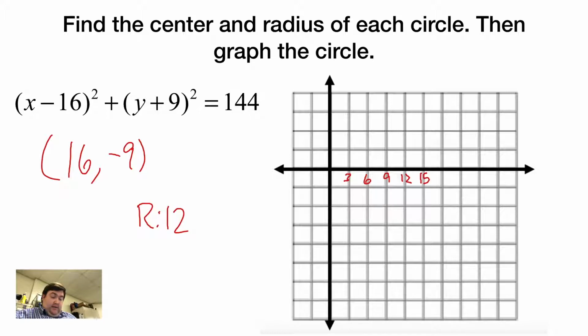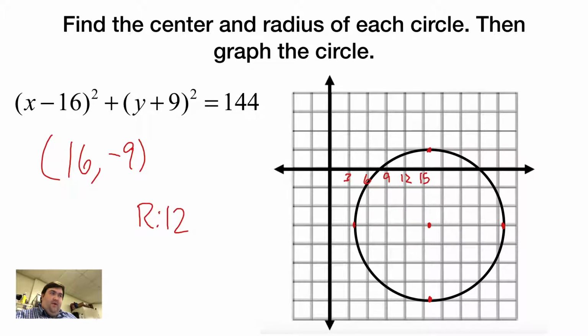So 16, negative 3, that means it'll be right around here. And then because the radius is 12, that means each point is going to be 4 lines away, because 3 times 4 is 12. So 1, 2, 3, 4 in each direction. And let's start drawing.